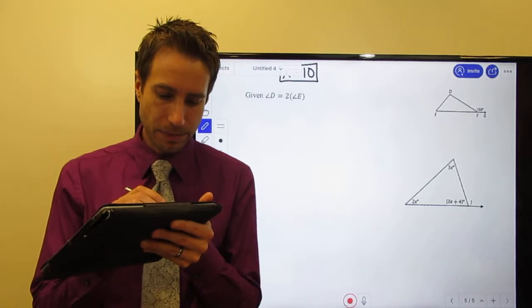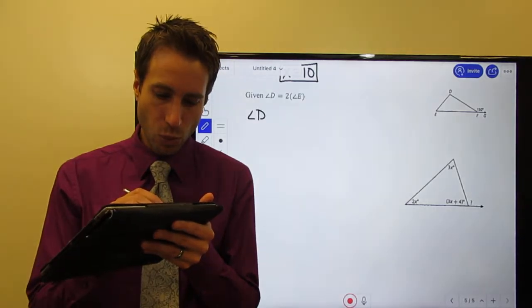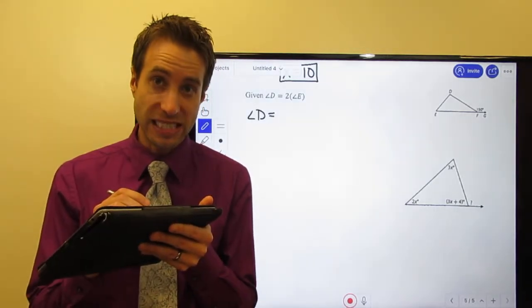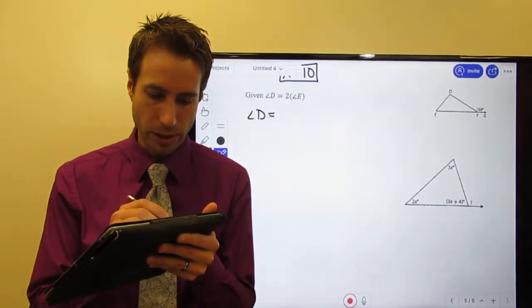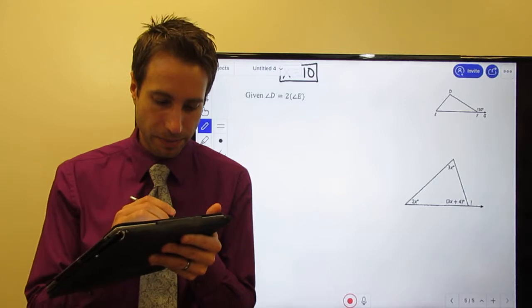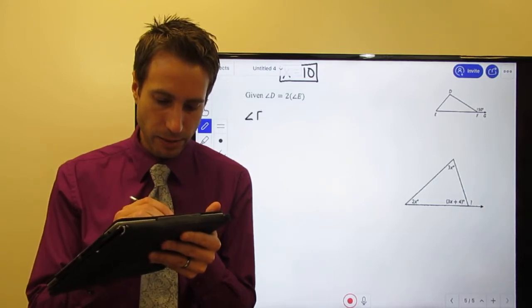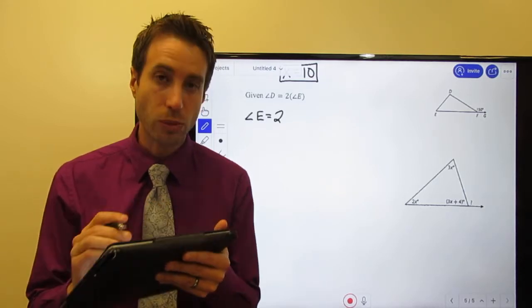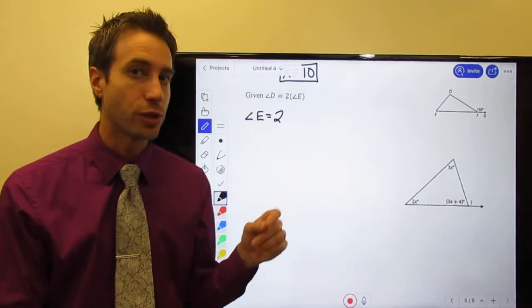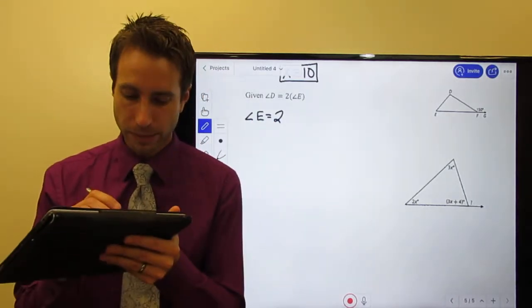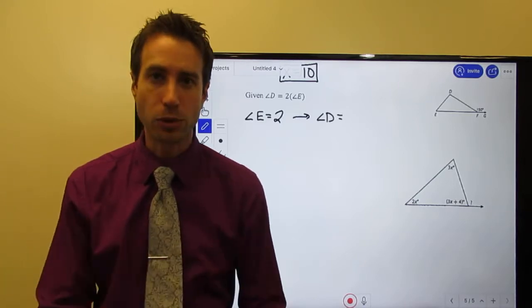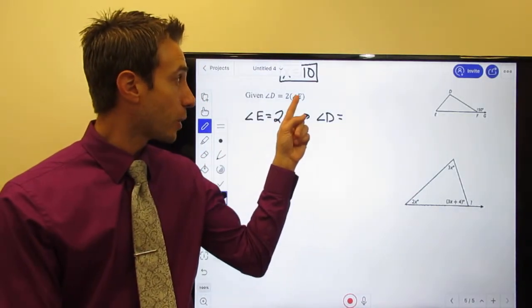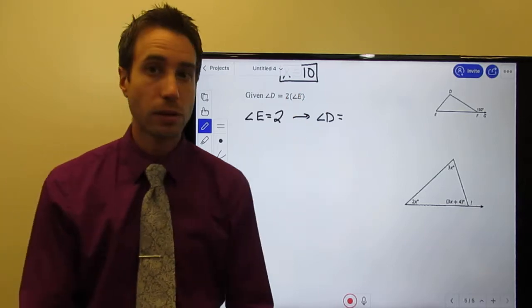What if D were equal to 2? I'm sorry, I apologize, wrong one. What if angle E was equal to 2? If E was equal to 2, what is D? Well, if E is equal to 2, I plug it in. 2 times 2 is 4.